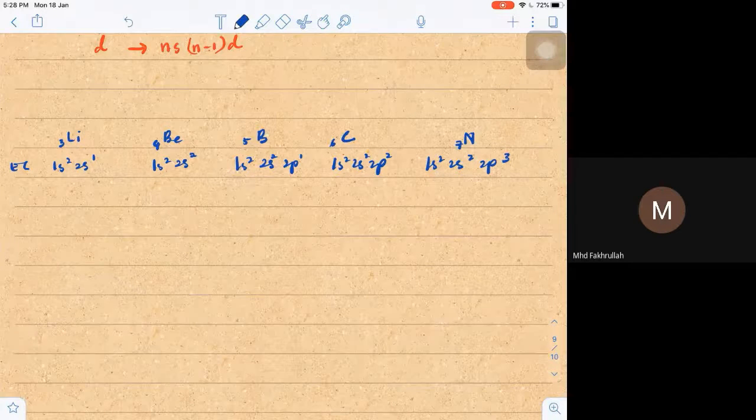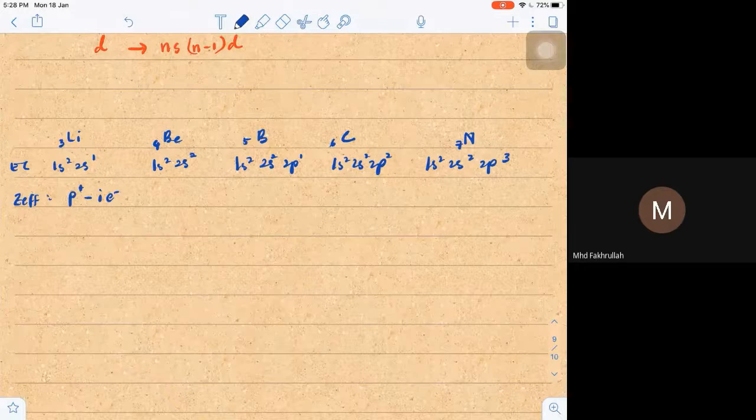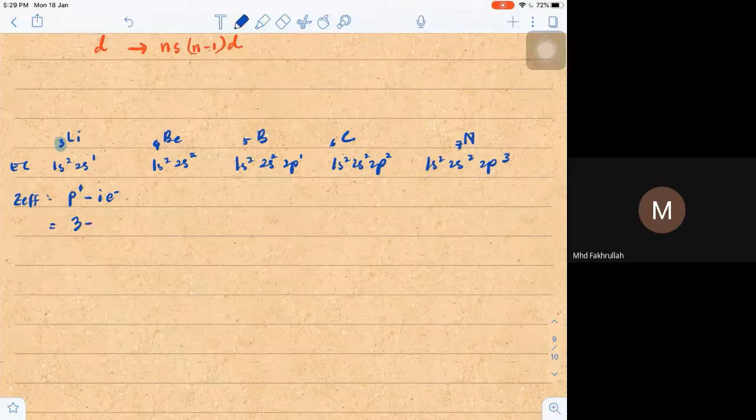Okay, so calculate the ZEF value. ZEF is equal to proton minus inner electron. So ZEF for lithium will be, how many protons for lithium? It has 3 protons. Okay, so 3 minus inner electrons. How many inner electrons? These inner electrons. Okay, so 3 minus 2, so it is equal to +1.